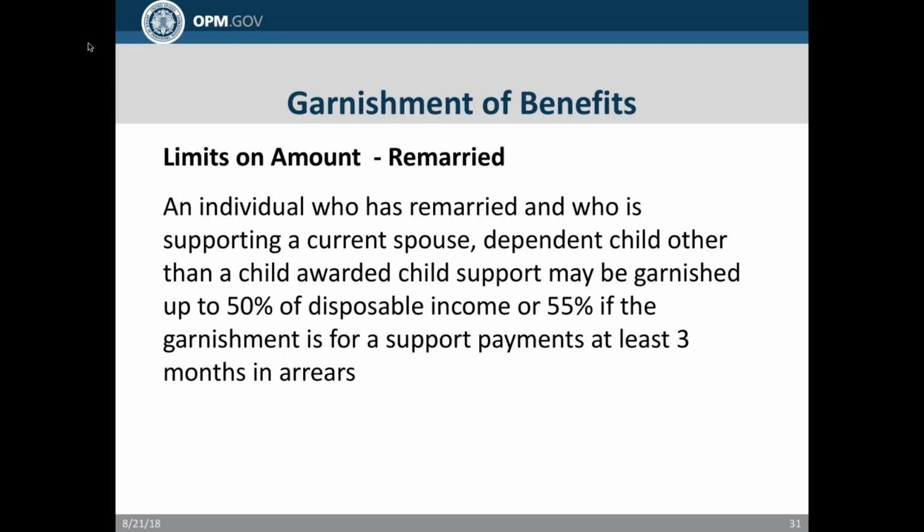Limits on amount, if you're remarried. An individual who has remarried and who is supporting the current spouse, dependent child, or other than a child awarded child support may be garnished up to 50% of the disposable income, or 55% if the garnishment is for support payment at least 3 months in arrears. So that's important to know that in most cases, you only can garnish up to 50% of a retiree's annuity, and 55% in cases if the garnishment is three months or behind in arrears.